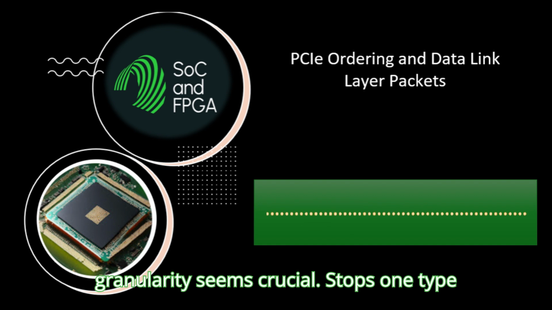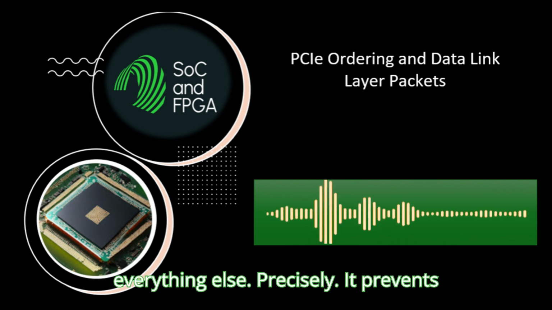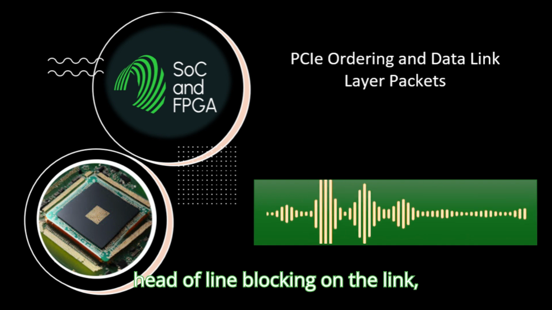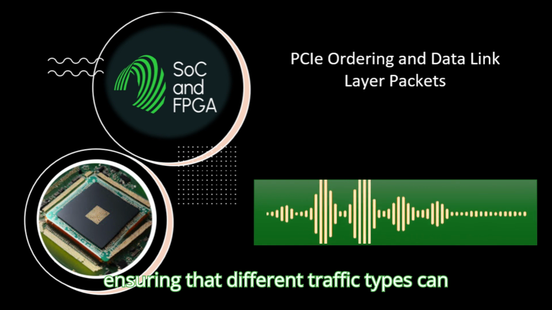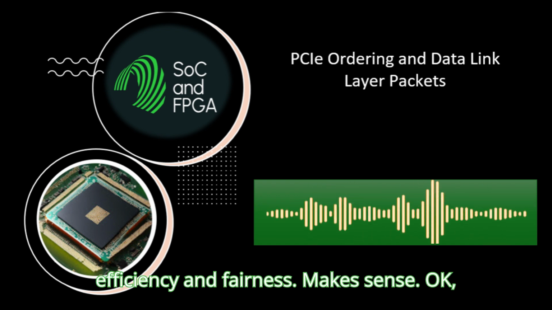That granularity seems crucial. Stops one type of backed up traffic from blocking everything else? Precisely. It prevents head-of-line blocking on the link, ensuring that different traffic types can flow independently based on the available buffer space for each. It's key for efficiency and fairness.